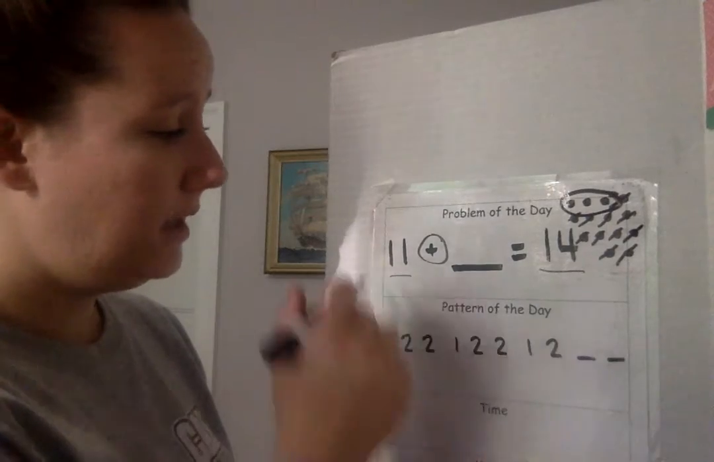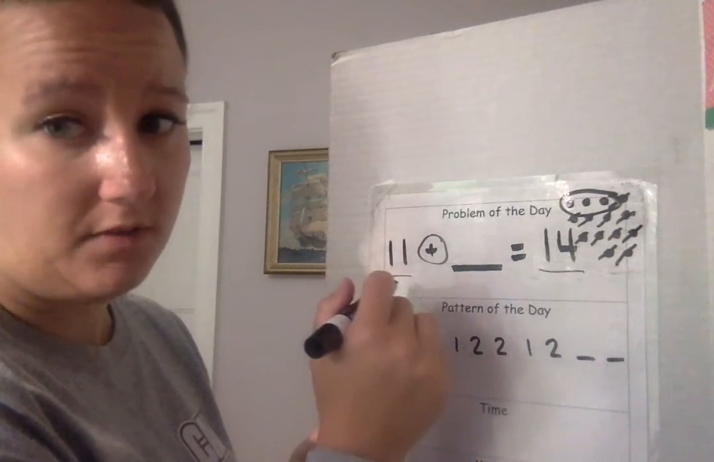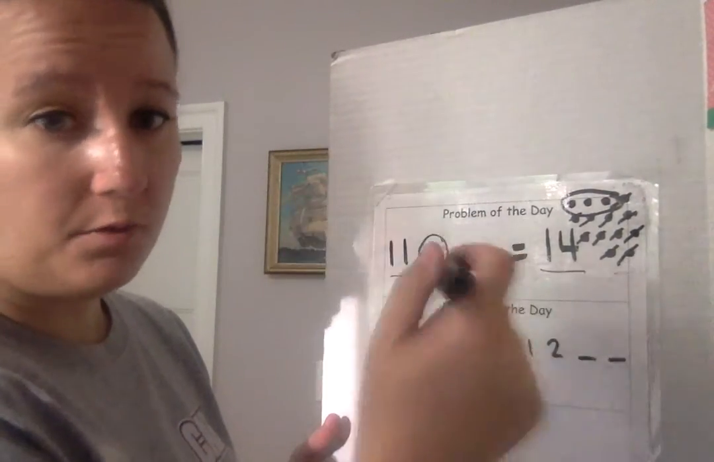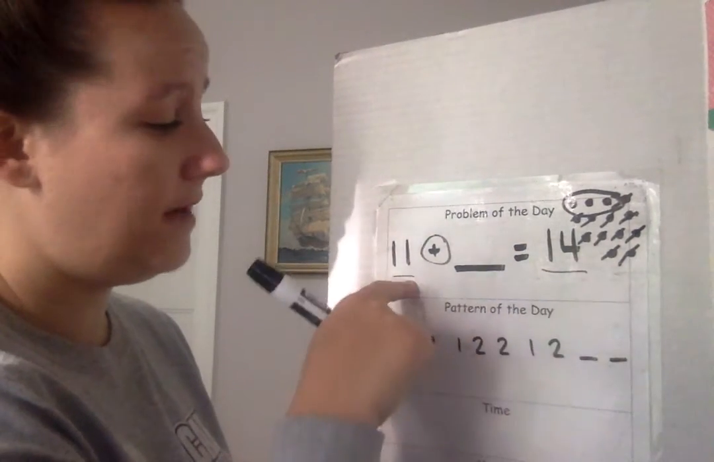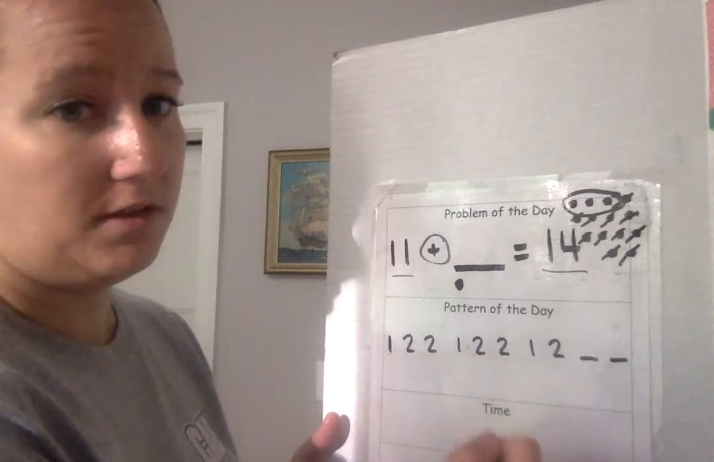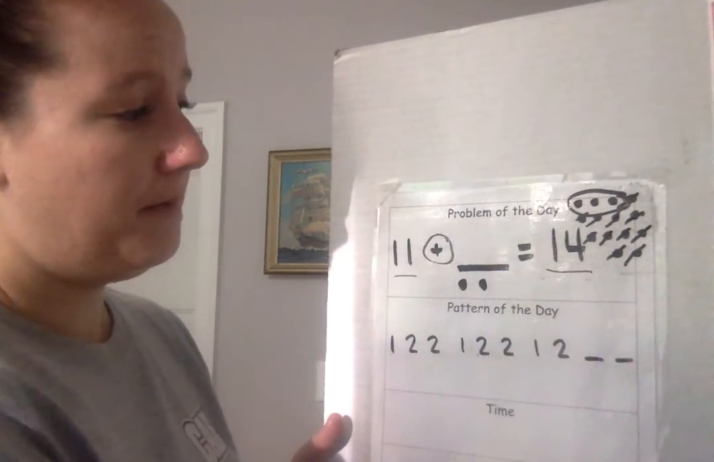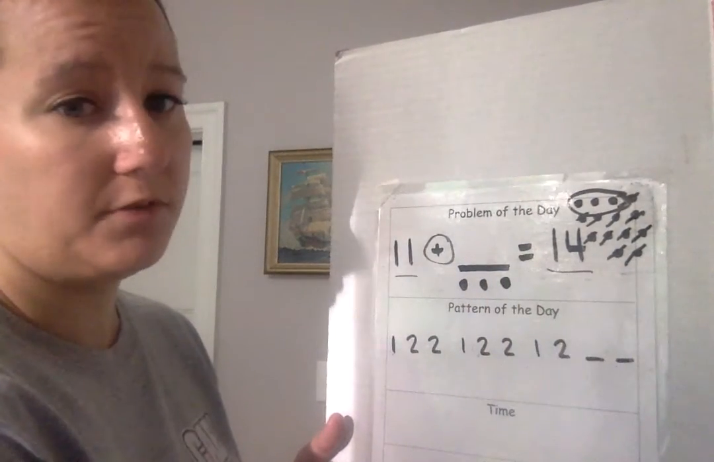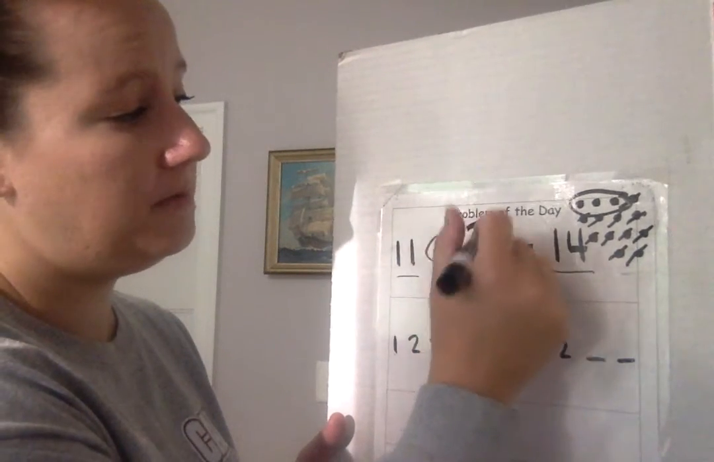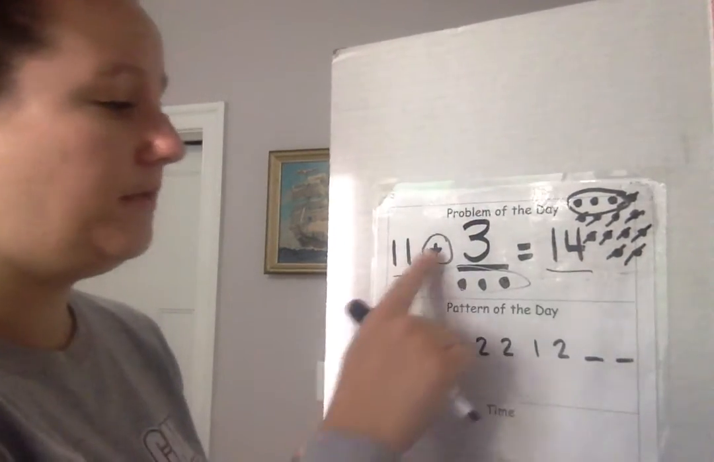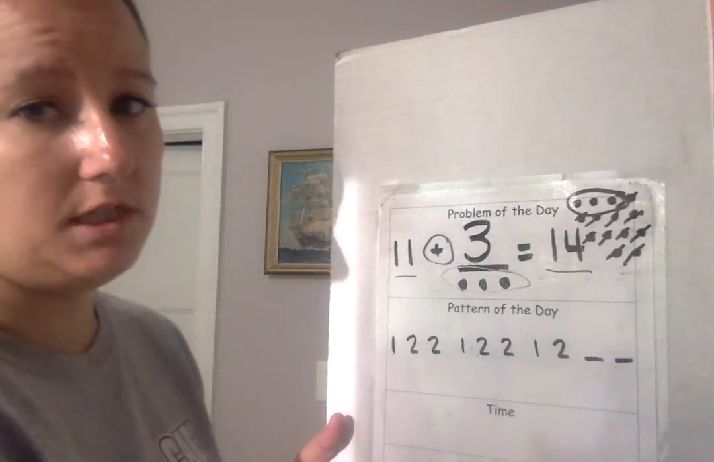Another way to do it is you have 11, right? So you're going to count on from 11 and stop when you get to 14. So we have 11. That makes 12. That makes 13. That makes 14. I needed 3. So all the ways we've done it, we've gotten 3. So 11 plus 3 equals 14.